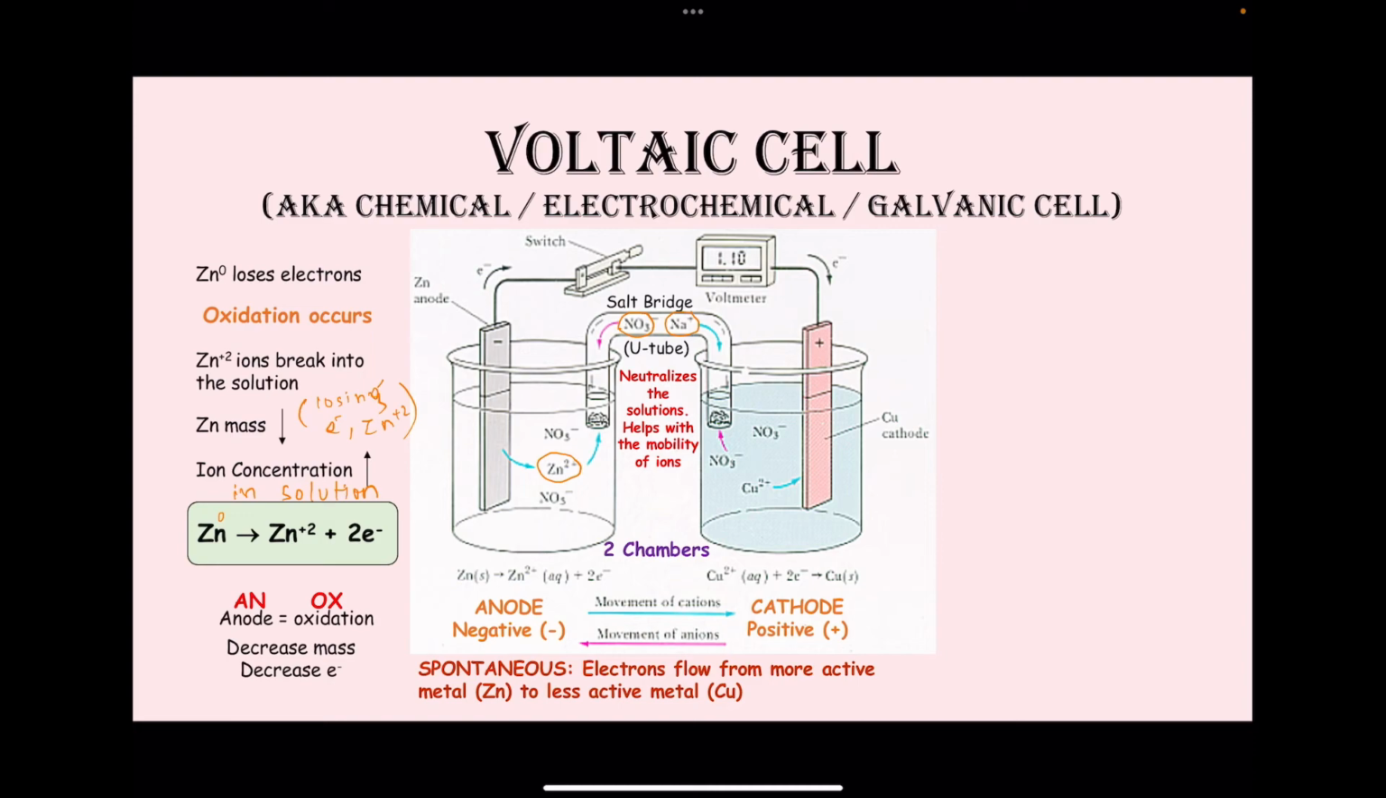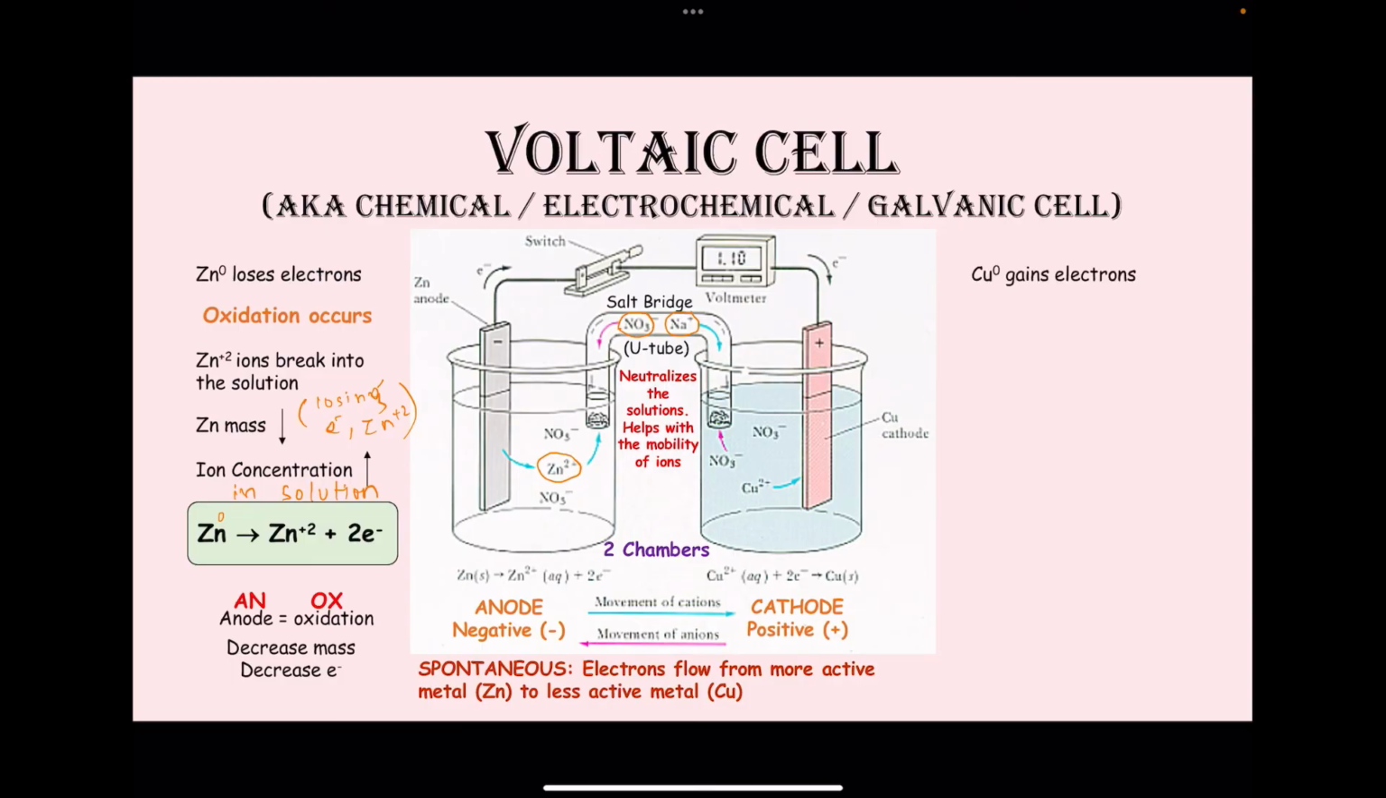The thing to remember here is that at the anode, oxidation is occurring. So the acronym that we discussed that you can use to remember this is ANOX, meaning anode, oxidation. So here we decrease the mass of the electrode, and we also decrease the number of electrons because we are losing electrons.